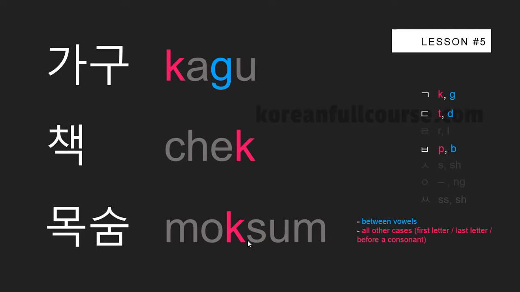So this is kagu, not kaku or gagu. It's kagu, okay? I hope you can hear the difference. Kagu is furniture, tek is book, and moksum is life.